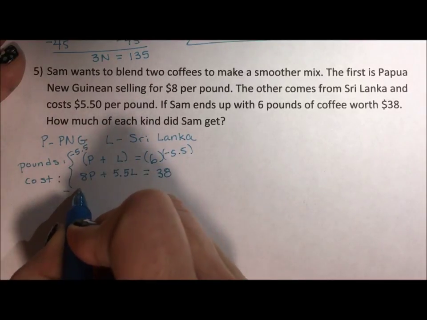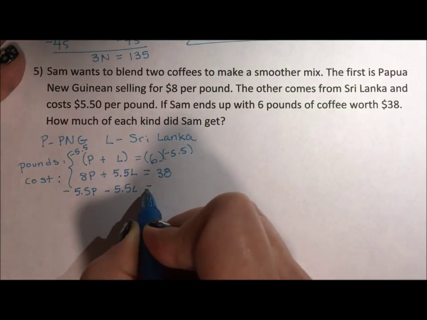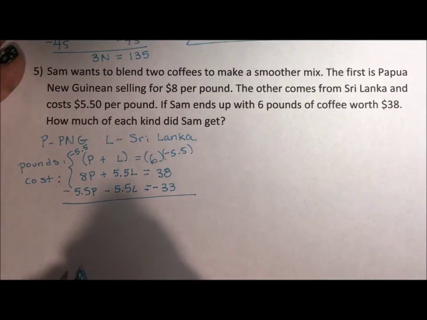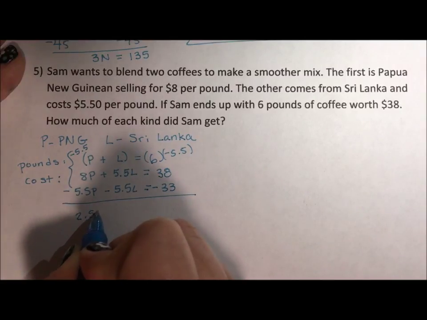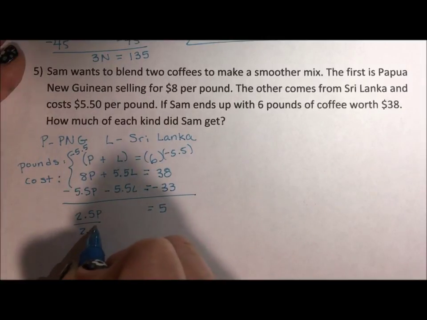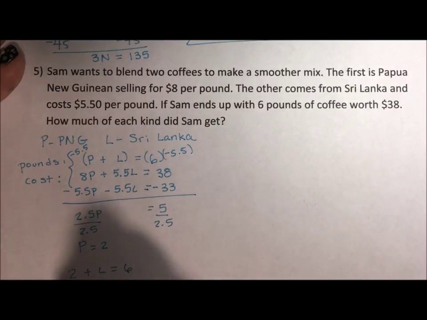So I get negative 5.5P minus 5.5L equals negative 33. I then can add down, and I get 2.5P equals 5. I can then divide by the 2.5 and get that P is equal to 2. So 2 plus L equals 6. Subtract that 2 over and L is equal to 4. We think the answer is 2 pounds of the Papua New Guinean and 4 pounds of the Sri Lankan, using that first equation to figure out Sri Lankan pounds from Papua New Guinean.